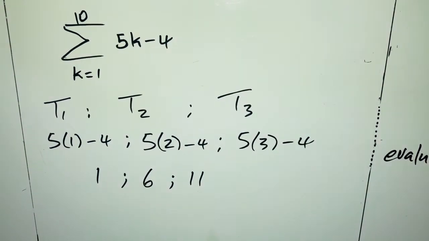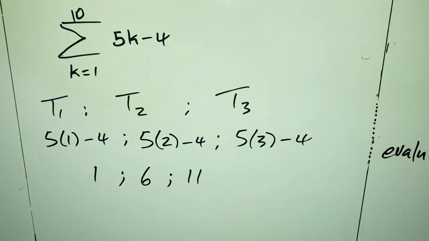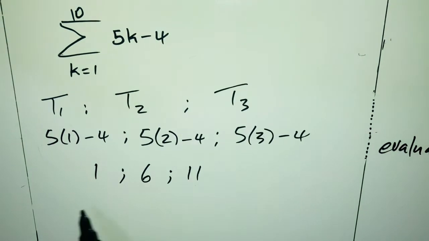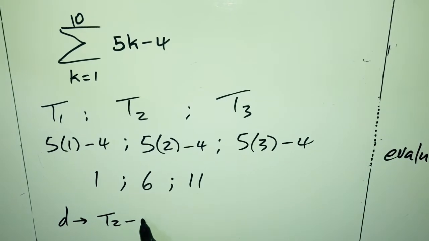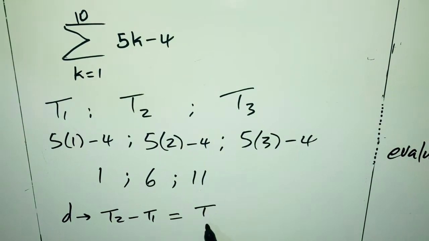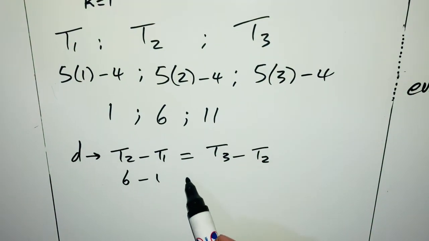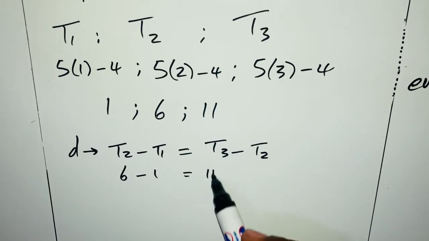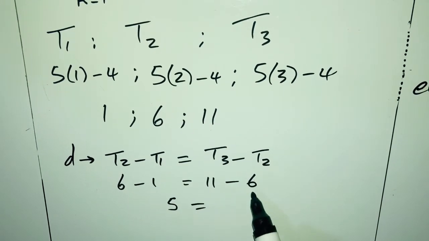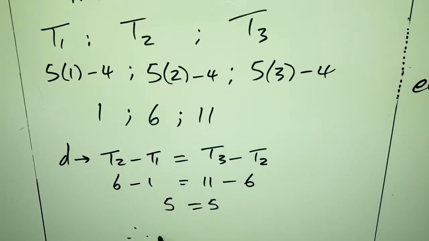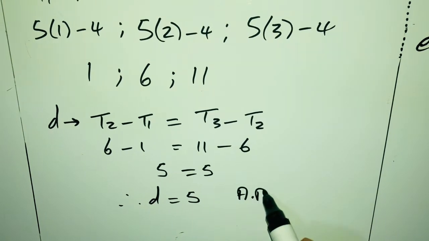They are the ones to determine whether I'm dealing with an arithmetic or a geometric. So if I am to use the common difference formula, which is T2 minus T1 equals T3 minus T2. My T2 is 6 minus 1. My T3 is 11 minus 6. 6 minus 1, I get a 5. 11 minus 6, I still get a 5. Therefore, I conclude my D is 5, meaning that this is arithmetic.